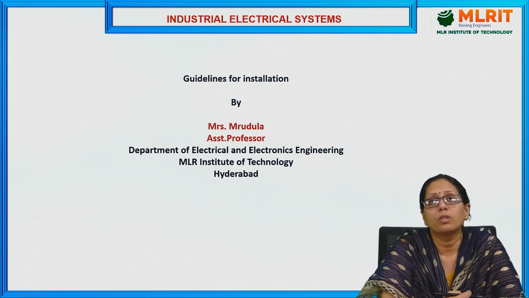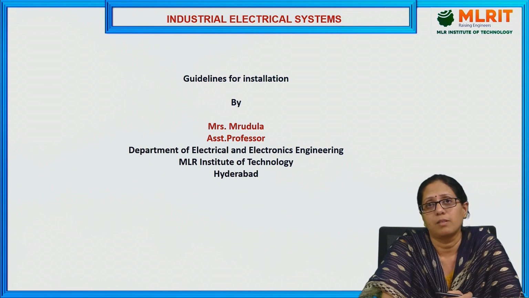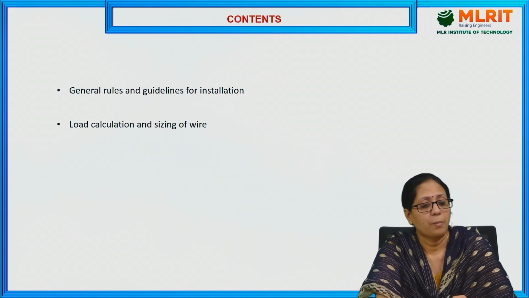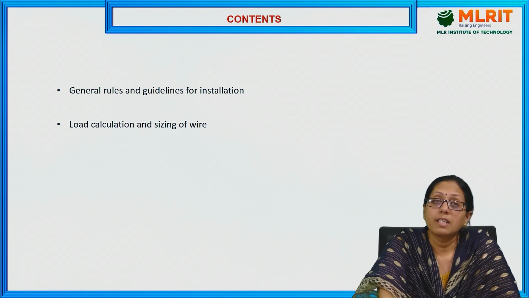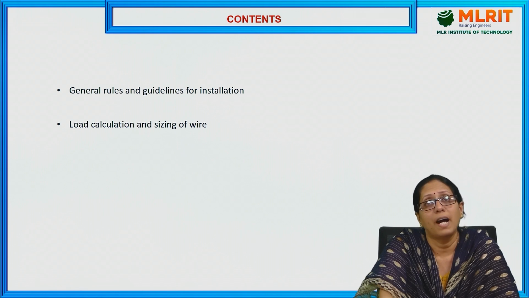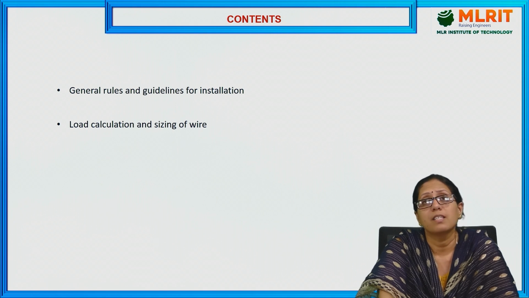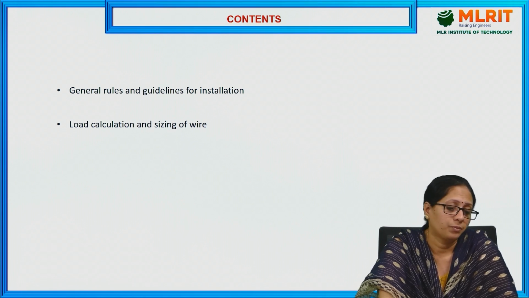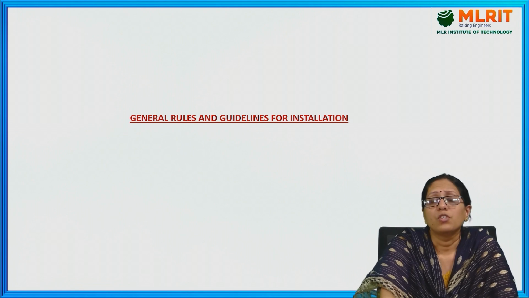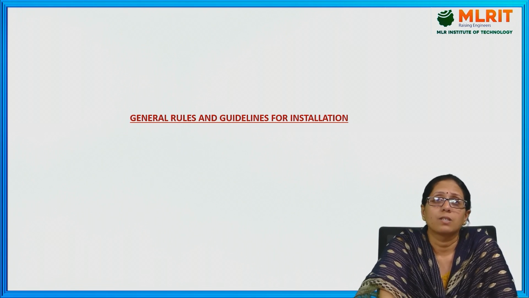Today I am going to tell you about guidelines for installation from a subject called Industrial Electrical System. In this lecture, I am going to tell about a few guidelines for installation, the load calculations and the sizing of the wire. How to decide the size of the wire based on the current flowing through the particular wire. What are the general rules and guidelines for installation?